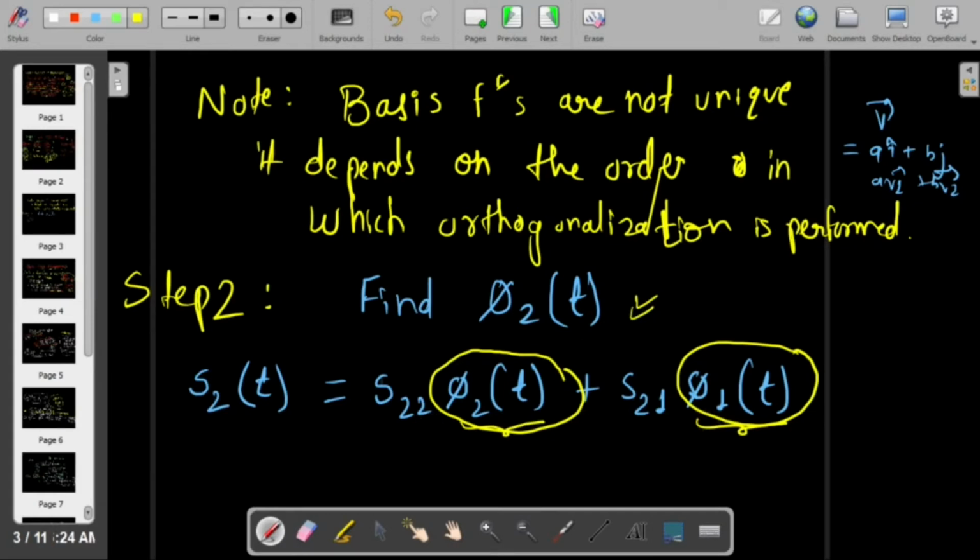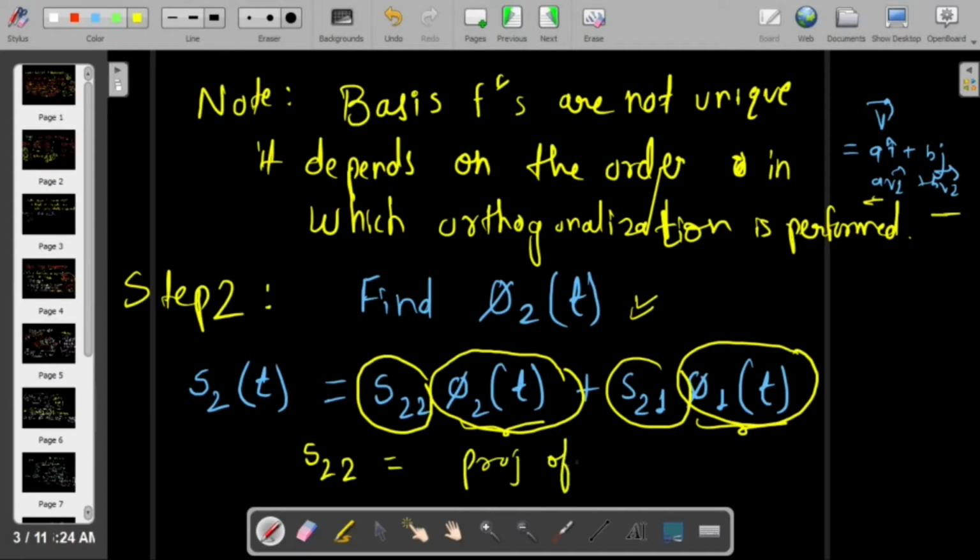Okay. Now you might ask, what are these S22 and S21? These are scalars, like here we have A and B. But what is S22 actually denoting? The same thing that A and B are denoting. S22 denotes the projection of S2(t) on phi 2. I hope you can compare that. A denotes the projection on the x-axis, or here we can say on V1, and B denotes the projection on the y-axis. That's it. So this is the projection of S2(t) on phi 2(t).